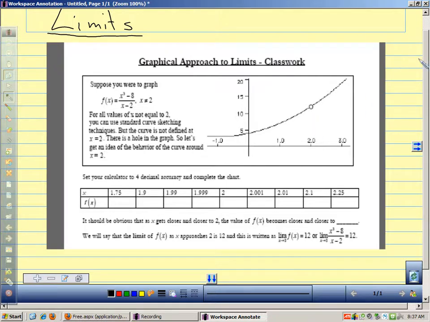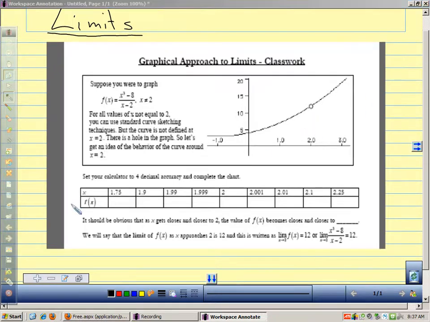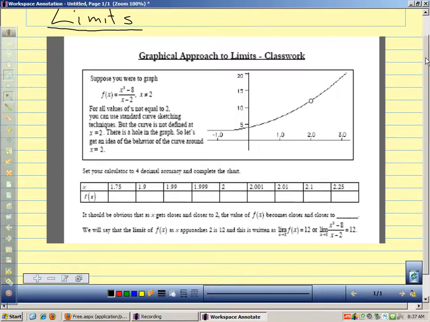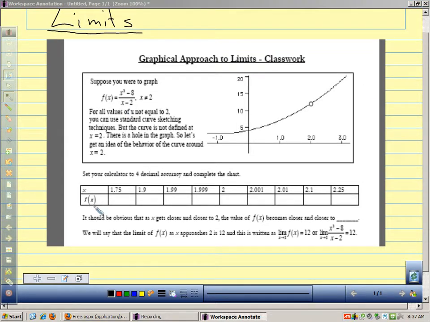So what we're going to do for this first part is, in this chart, they want us to plug in some different values of x into this function and figure out what we get for our function value, what we get for y. So I've done this. We're going to fill in this chart. When x equals 1.75, if we plug that in, we get f of x equals 10.563.